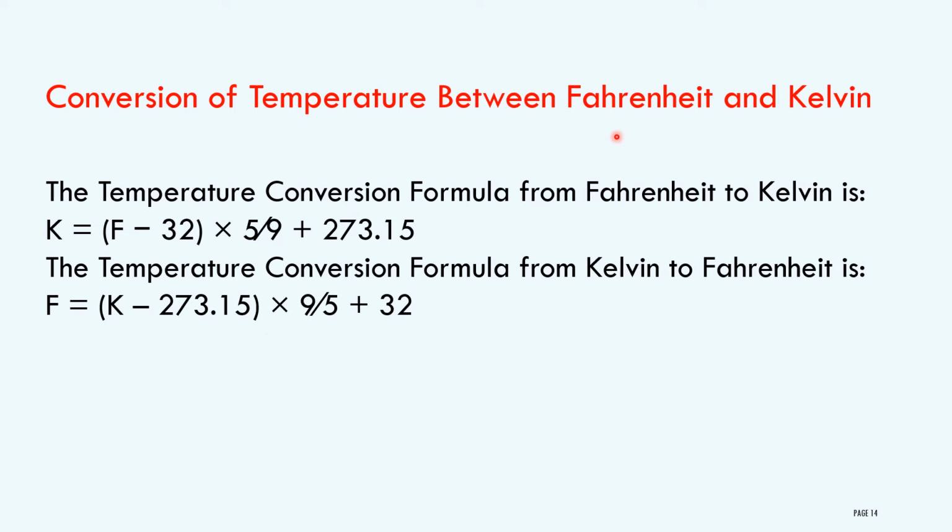Conversion of temperature between Fahrenheit and Kelvin. The temperature conversion formula from Fahrenheit to Kelvin is Kelvin equals Fahrenheit minus 32, these two inside the bracket, into 5 by 9 plus 273.15. The temperature conversion formula from Kelvin to Fahrenheit is F equals K minus 273.15 inside the bracket into 9 divided by 5 plus 32.